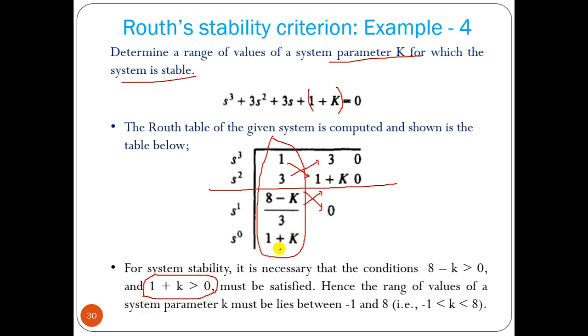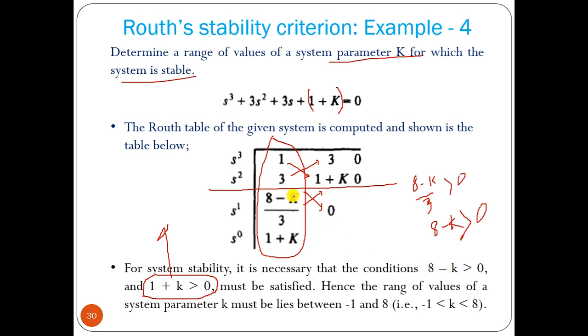Then only it will be positive. And this factor, 8 minus k by 3, should also be greater than 0. That means we can write 8 minus k should be greater than 0. So from this factor, k must be greater than minus 1, and from this factor, k must be less than 8.